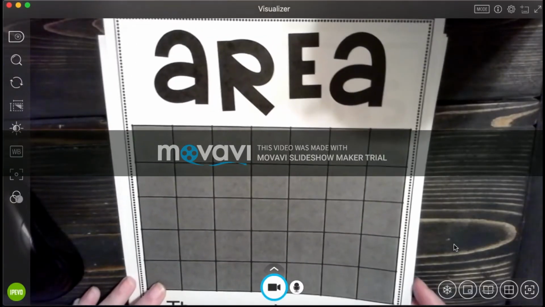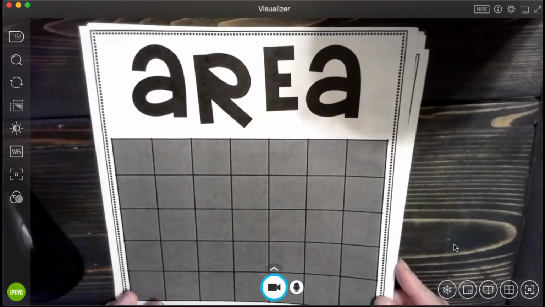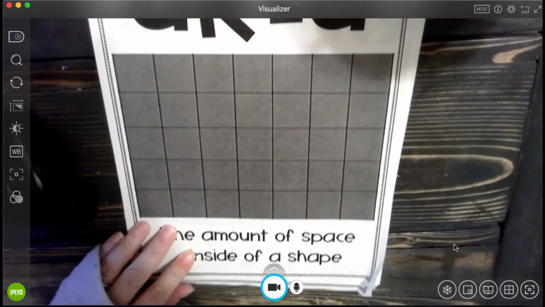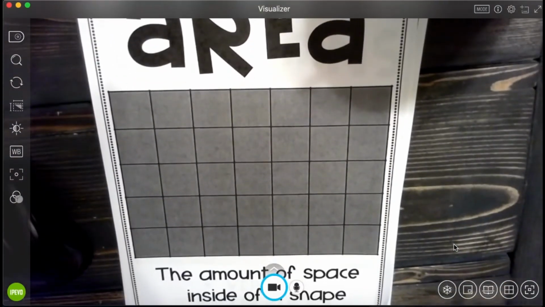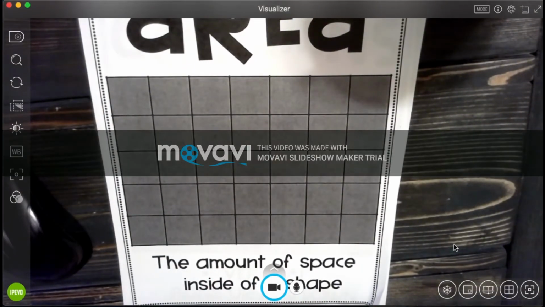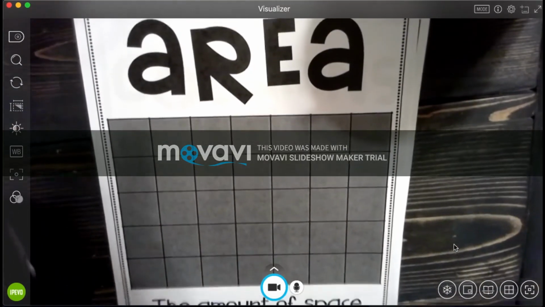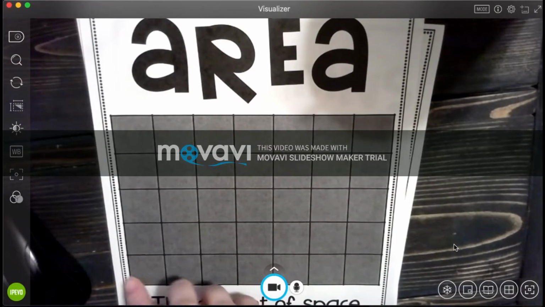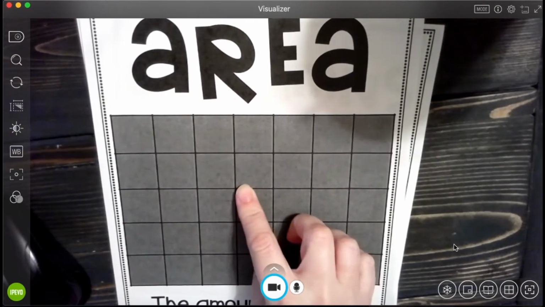So this week we're going to be learning about and practicing area in math and measuring area. And area, the vocabulary word, just means the amount of space inside of a shape. So that's just the definition of what area means. So here's a shape, and we're going to be measuring the amount of space that's inside of each shape.